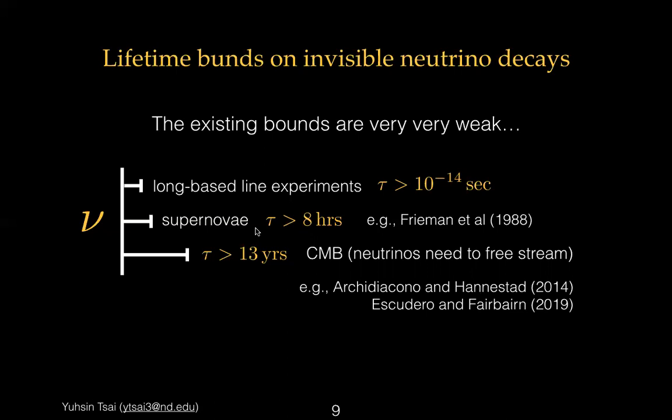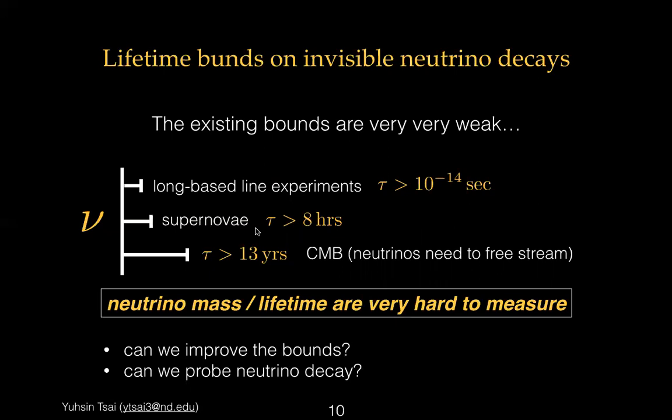So all of this is to remind you that it is extremely difficult to measure the neutrino mass and lifetime, especially when they decay into invisible particles. Then the question is, can we improve these bounds? And also, is there a chance that we can see the neutrino decay?